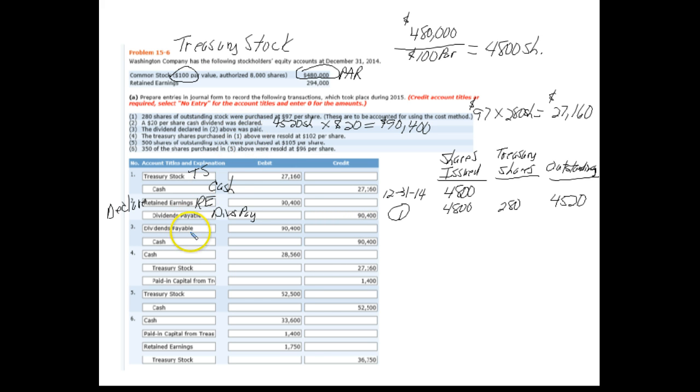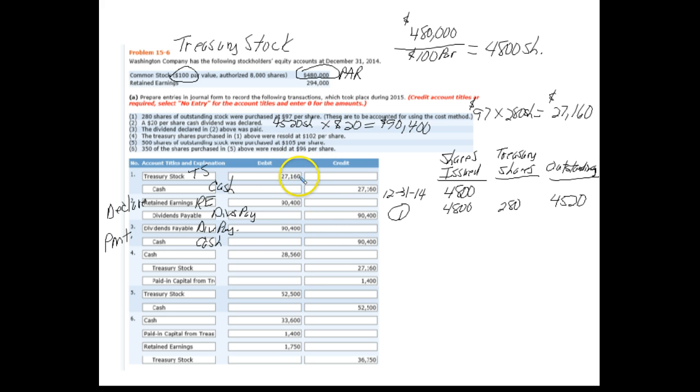Transaction 3 is a date of payment. So here's the date that they actually paid the dividend, the payment date. So dividends payable goes down, and cash is credited. Okay, now let's go on to number 4. The Treasury shares purchased in one above were resold at $102 per share.